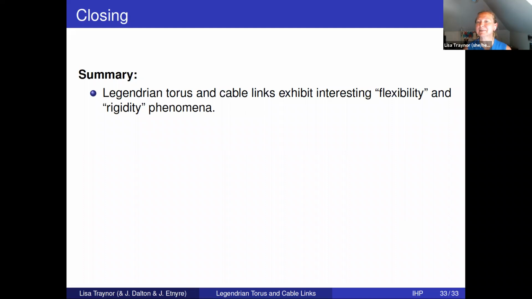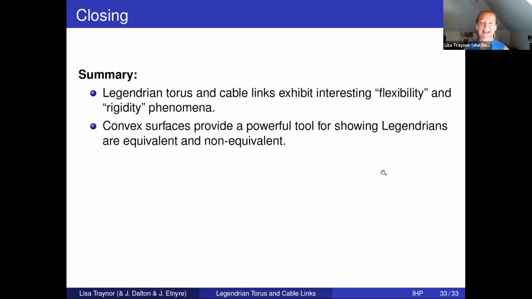cable links exhibit interesting flexibility and rigidity. Sometimes they behave just like the smooth world, but sometimes differently. And I've just been really impressed by convex surfaces, a powerful tool for showing that Legendrians are equivalent and are not equivalent. It's interesting. We haven't really introduced a lot of new machinery, but it's a matter of finding the right machinery from what already existed to solve this problem. So, okay, thank you.